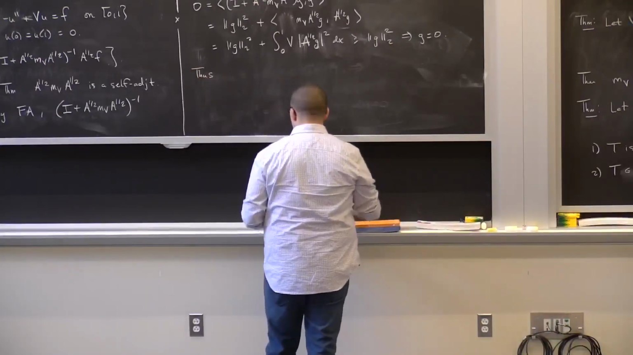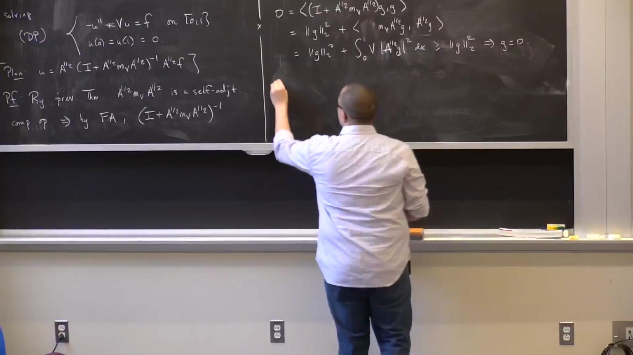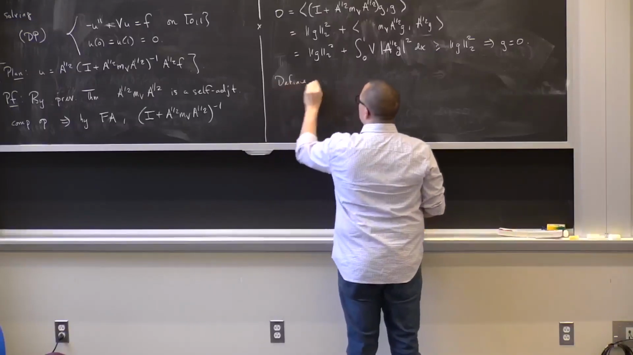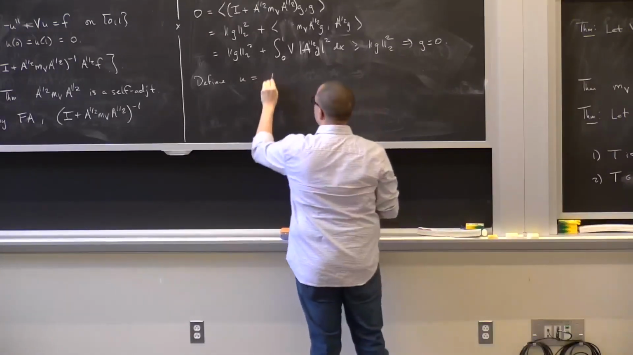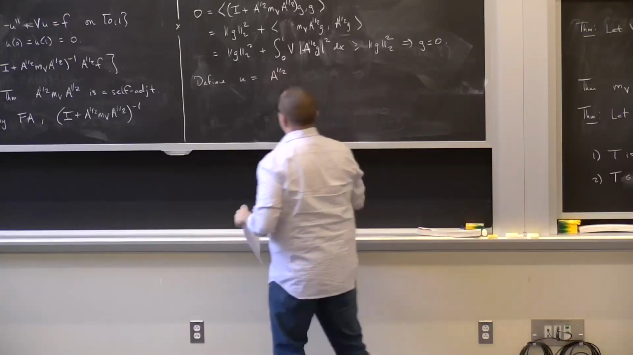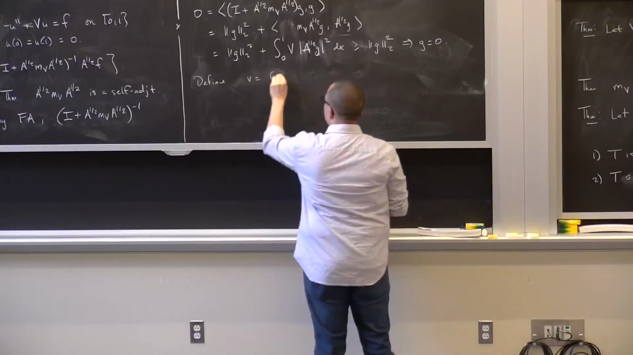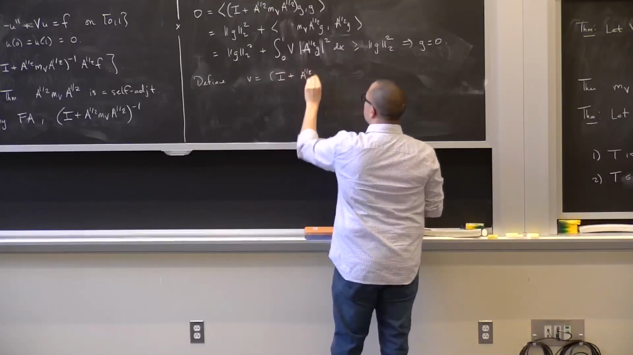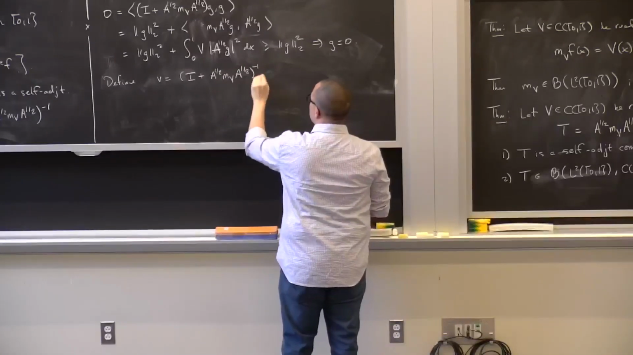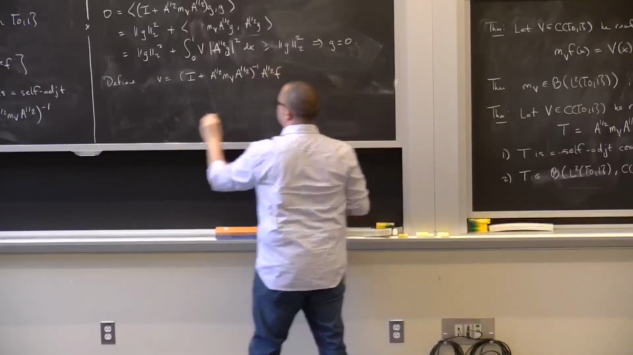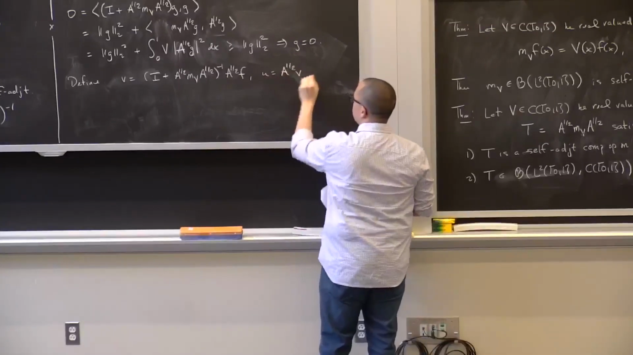So this inverse exists, and I define u to be what? Let me say it this way. I'll define v to be I plus a to the 1/2 multiplication by b, a to the 1/2 inverse, applied to a to the 1/2 f, and u to be a to the 1/2 v.